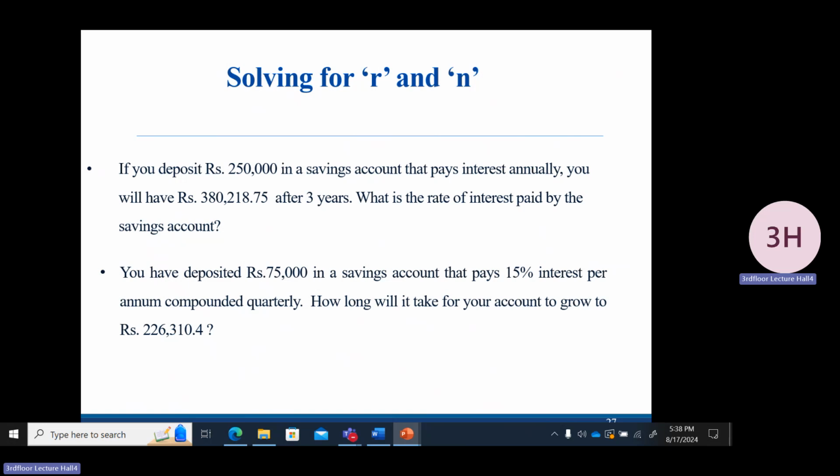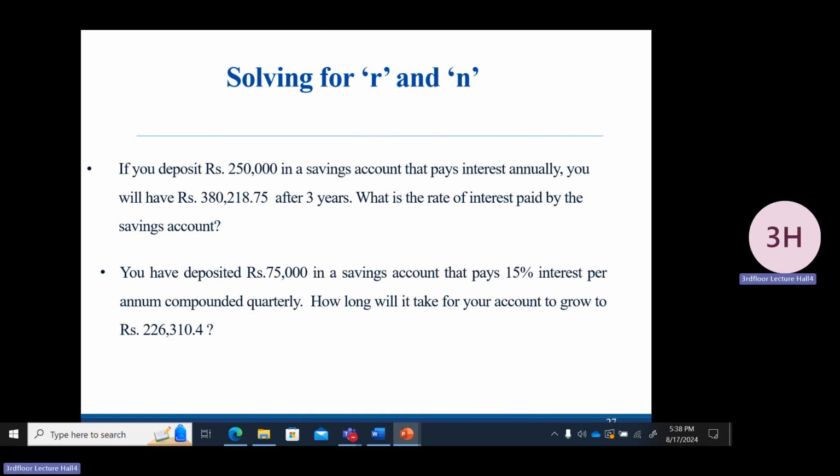Compounding frequency means per annum. Interest can be calculated monthly, quarterly, daily, weekly. Like that, if the interest is calculated quarterly, you will get interest 4 times per year. It is quarterly, so you will get 4 times per year. So that is the compounding frequency per year.